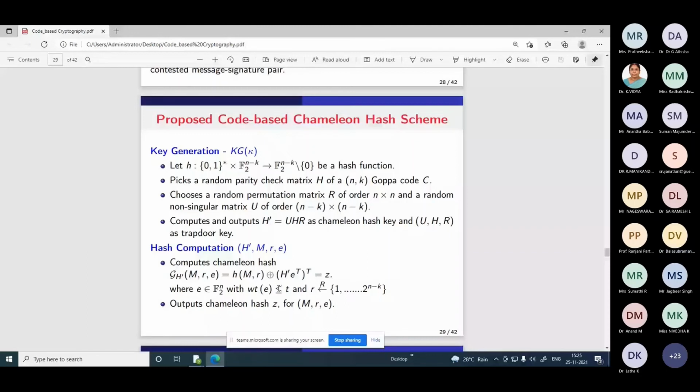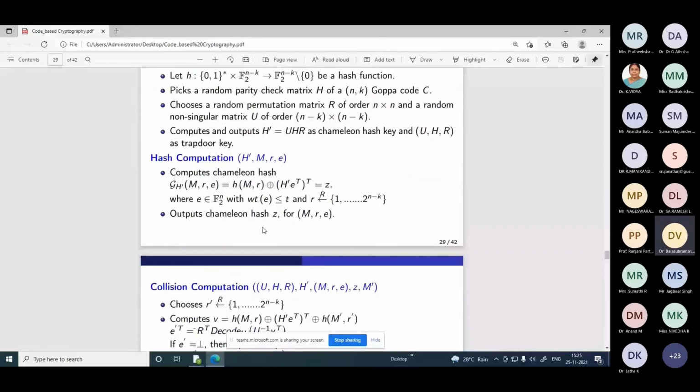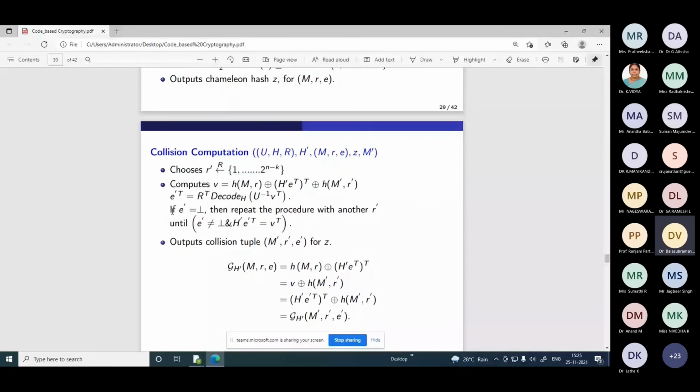What is the property of the chameleon hash? Here we are choosing H prime, the parity check matrix. H prime is the public key, right, of some code? So the person whose parity matrix, that is whose public key is chosen, that receiver can decode this.